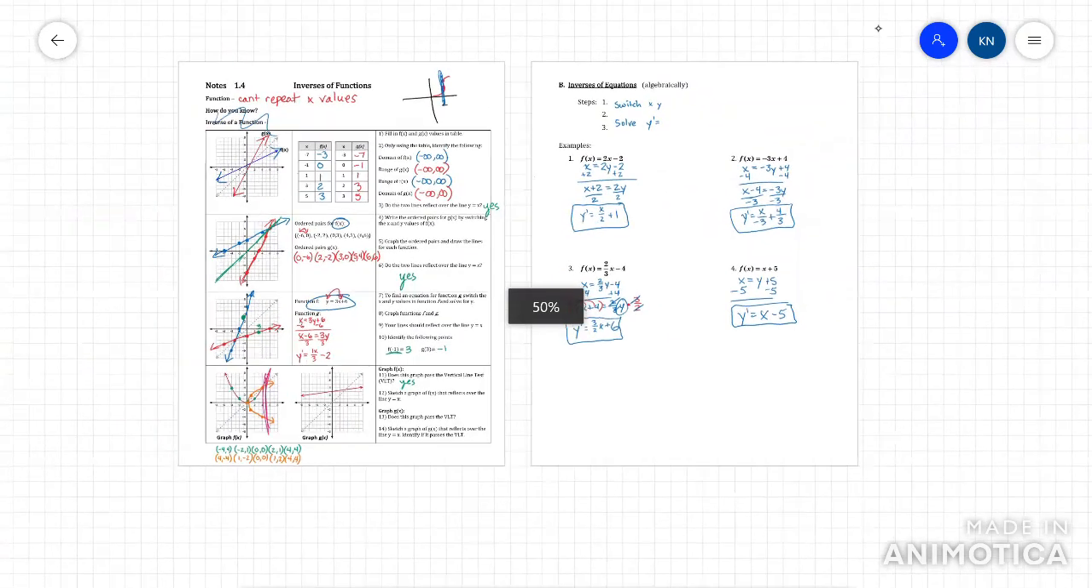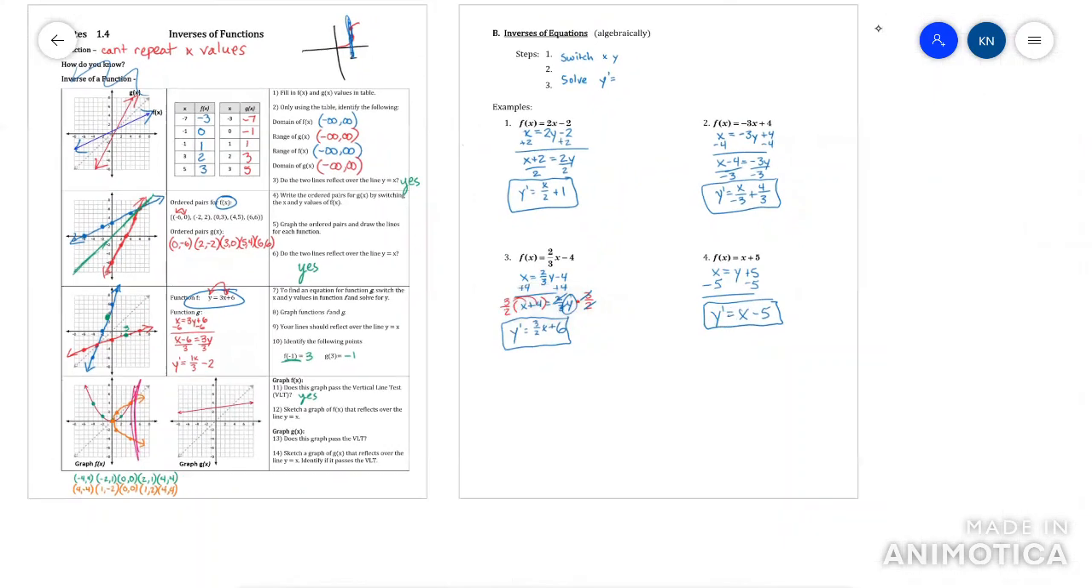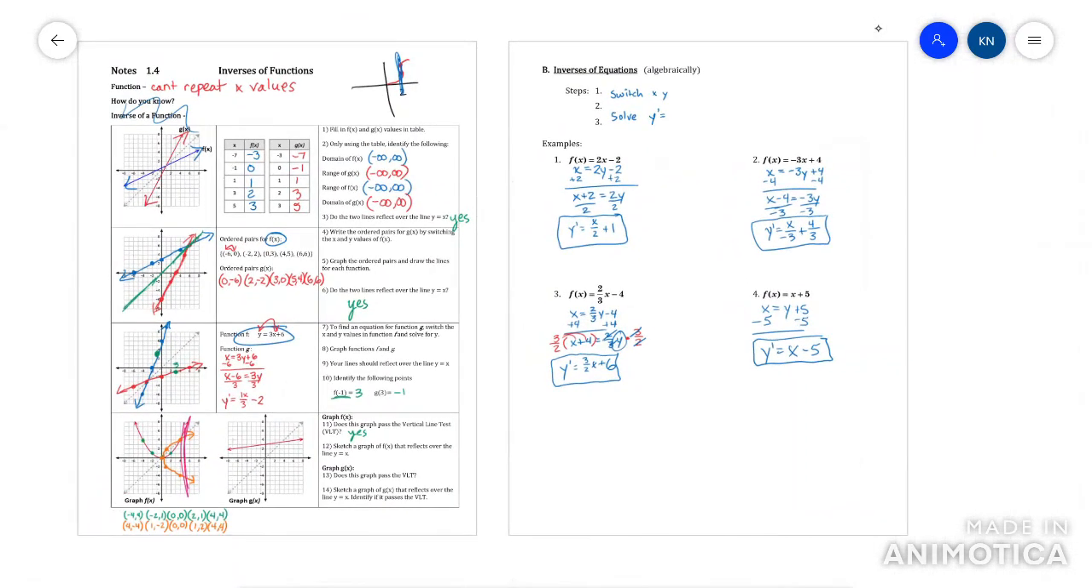So that's how you do inverse of functions graphically and algebraically. Hope this video helped.